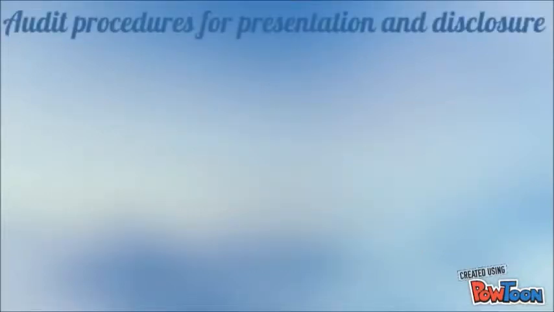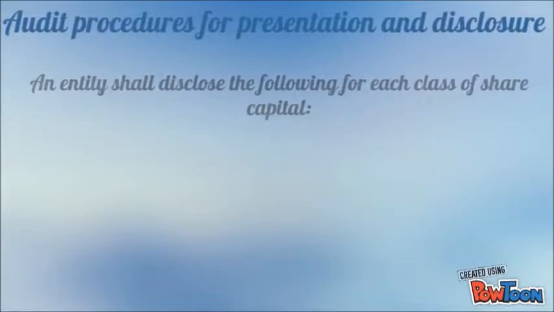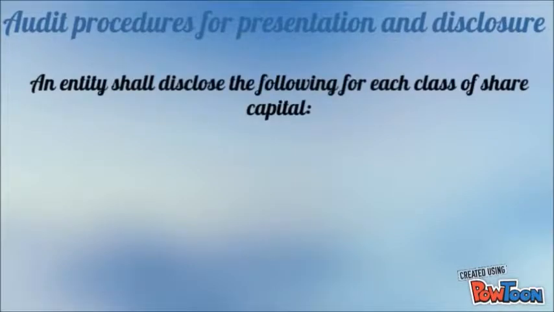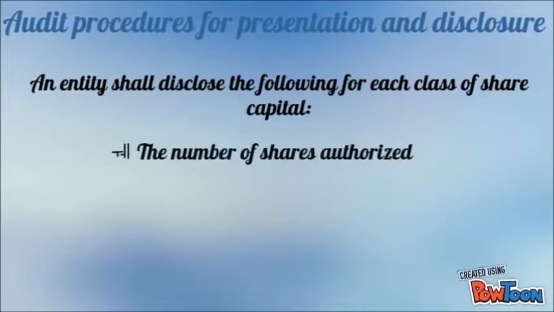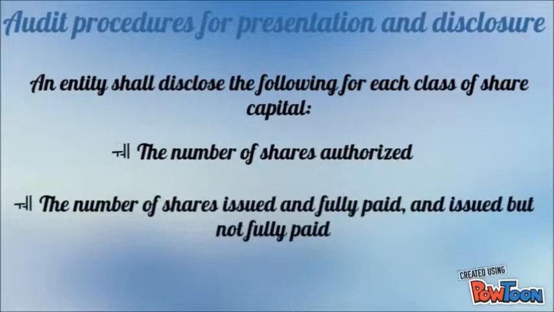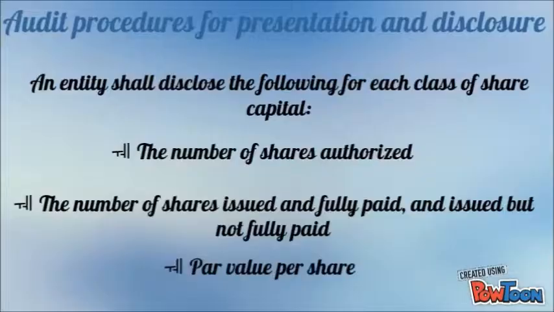Audit procedures for presentation and disclosure. An entity shall disclose the following for each class of share capital: the number of shares authorized, number of shares issued and fully paid, issued but not fully paid, and par value per share.